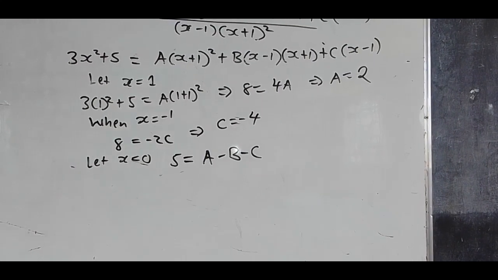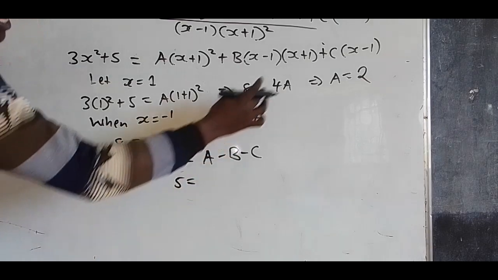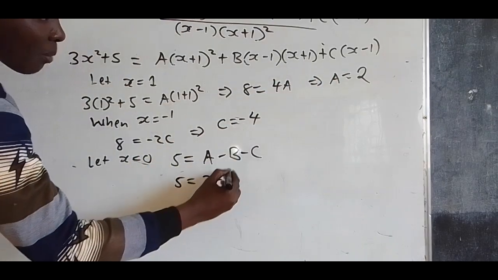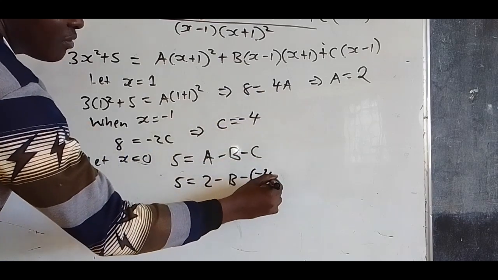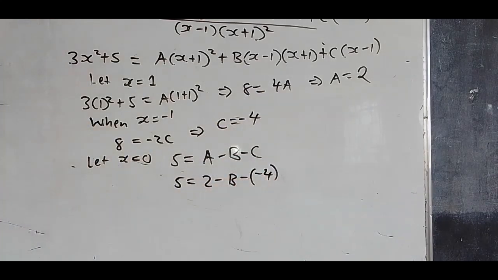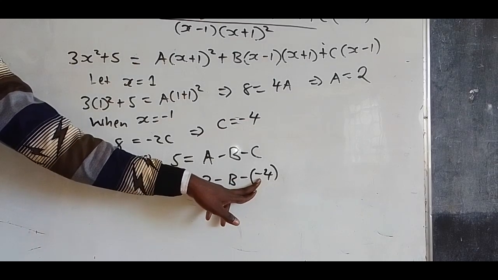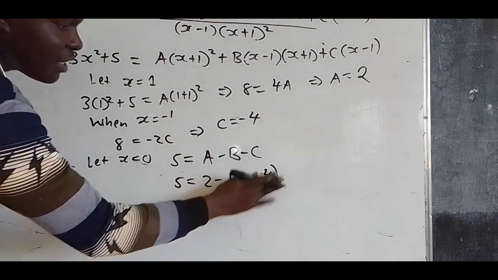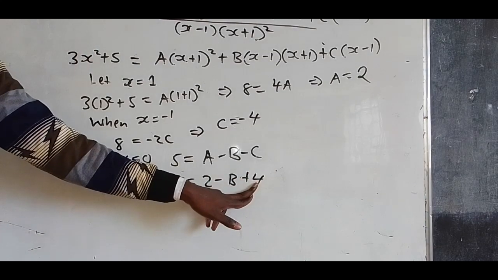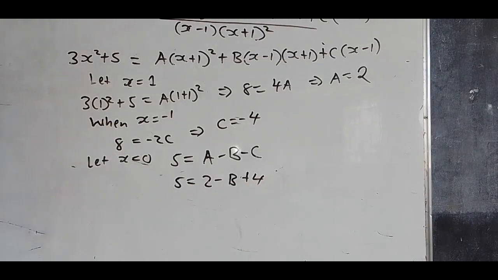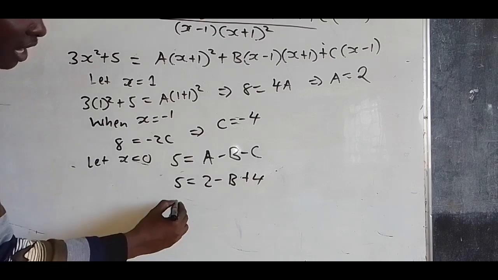Substitute those values. So we have 5 is equal to a, which is 2, minus b, we don't know b, then minus c. C is negative 4. Are you seeing that? So negative into negative is positive, isn't it? Yes. So negative into negative, this one now becomes plus 4. So 2 plus 4, 6, isn't it?